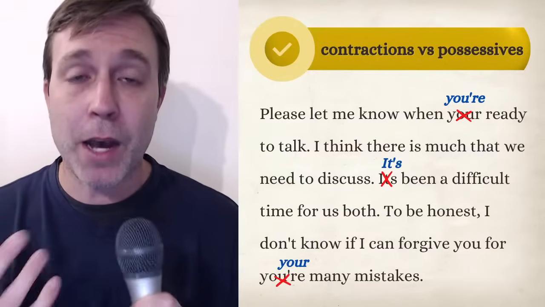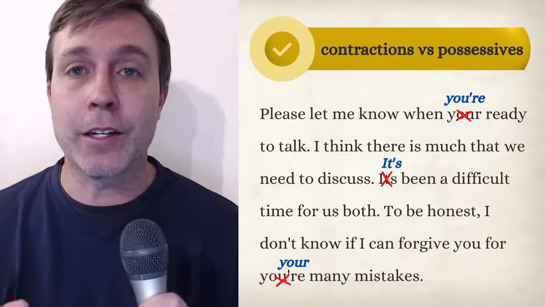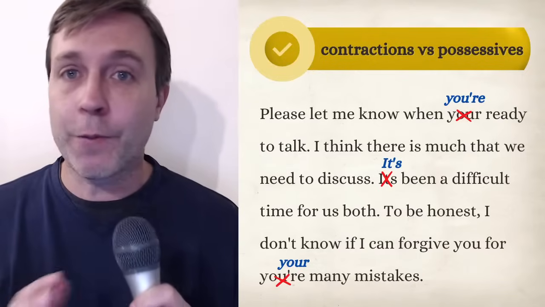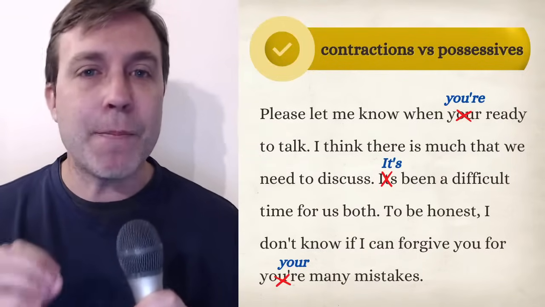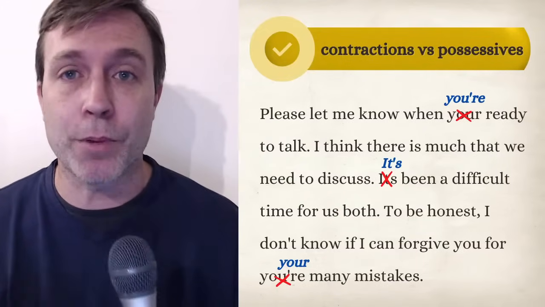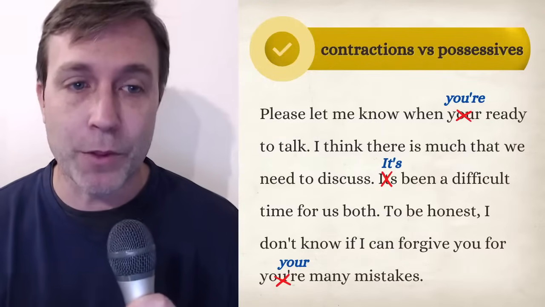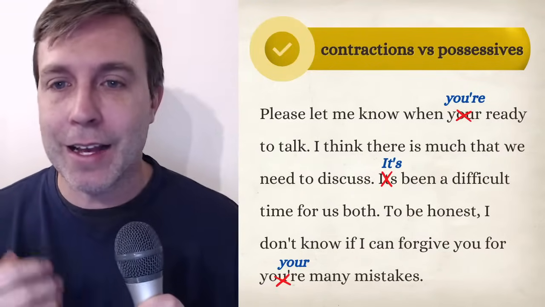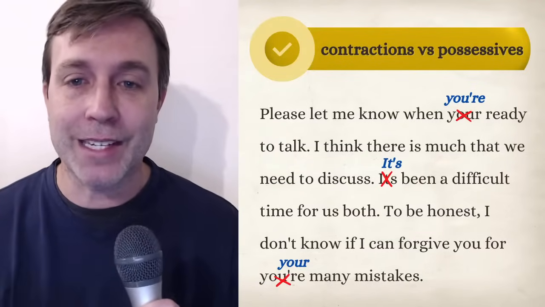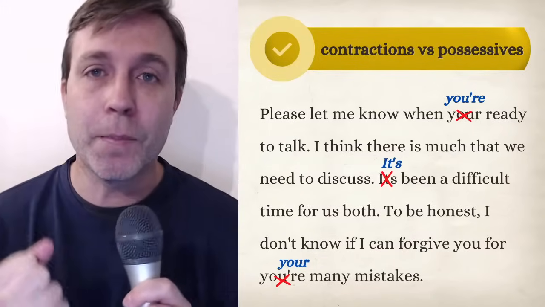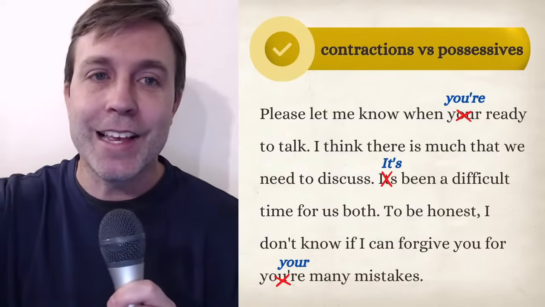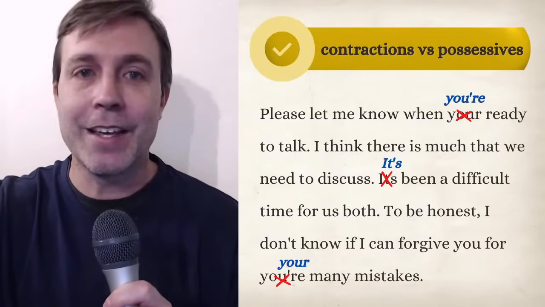So it's with an apostrophe has 2 contracted forms. It could mean it is, or it could mean it has. You could use it's for either one, but in this case you see that past participle been. So that tells you right there that we're talking about the present perfect tense. It's been a difficult time for both of us. And then that last sentence, to be honest, I don't know if I can forgive you for your many mistakes. In this case, we're talking about your, the possessive form, Y-O-U-R.